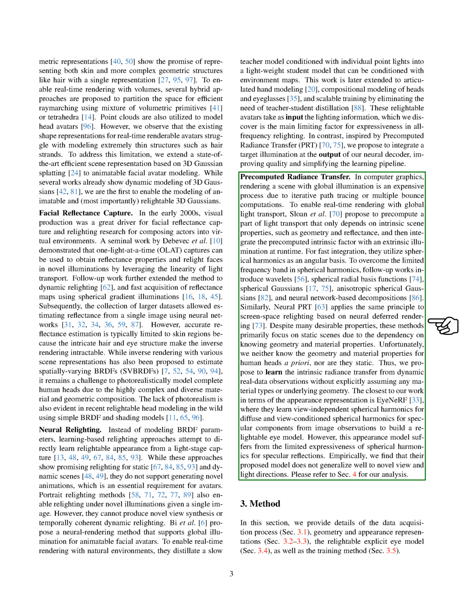Thus, we propose to learn the intrinsic radiance transfer from dynamic real data observations without explicitly assuming any material types or underlying geometry. The closest to our work in terms of the appearance representation is iNerf, where they learn view-independent spherical harmonics for diffuse and view-conditioned spherical harmonics for specular components from image observations to build a relightable eye model. However, this appearance model suffers from the limited expressiveness of spherical harmonics for specular reflections. Empirically, we find that their proposed model does not generalize well to novel view and light directions.